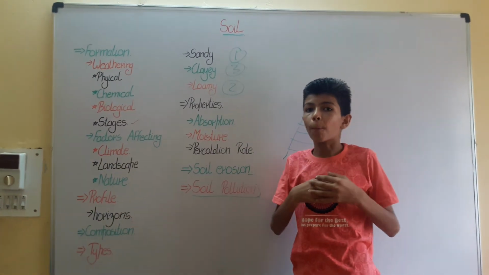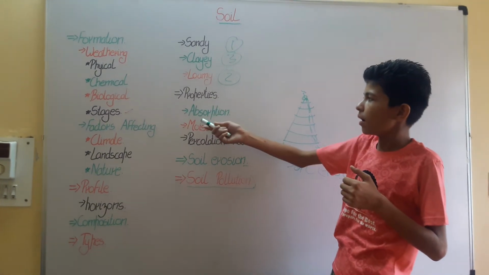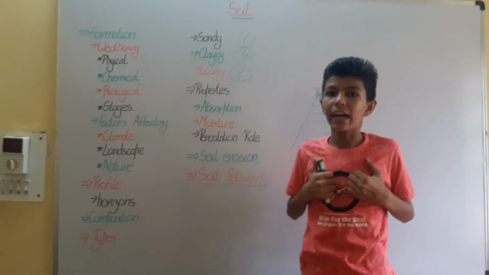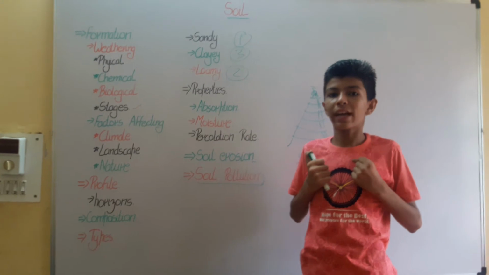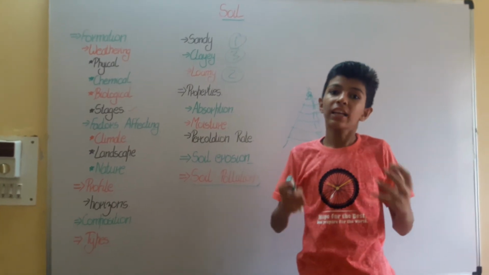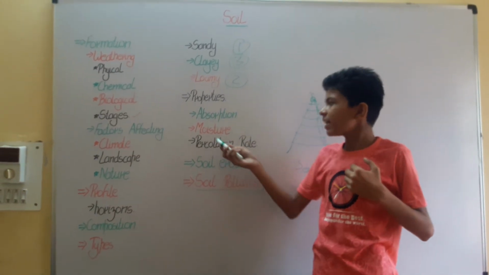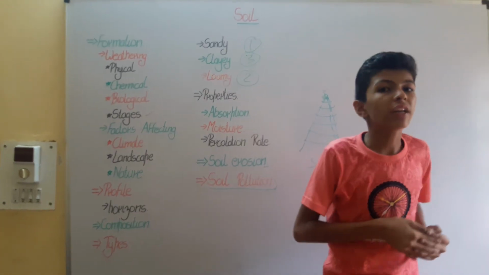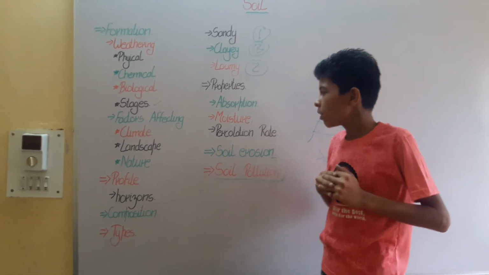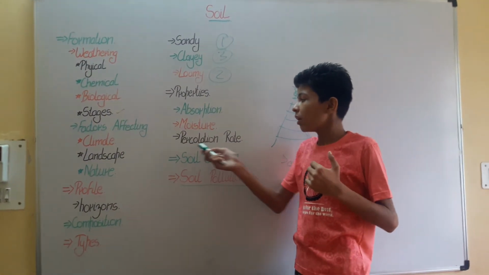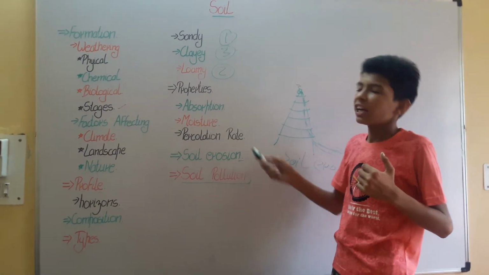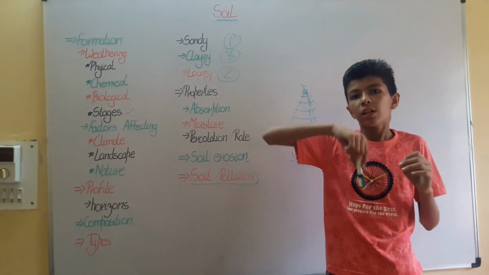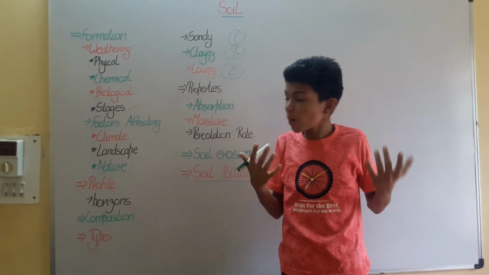Then we learned about the properties of soil, which is absorption, the capacity of the soil to absorb water and keep it with it. Then we learned about moisture, the water already present inside these soils. Then we learned about the percolation rate, in which we dig a pipe of the same diameter and see in which soil the water flows more.